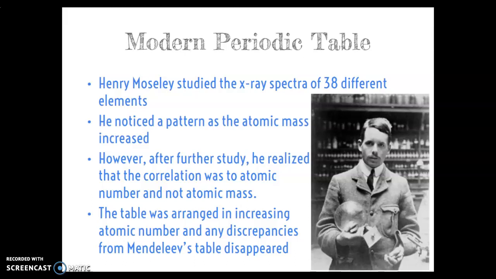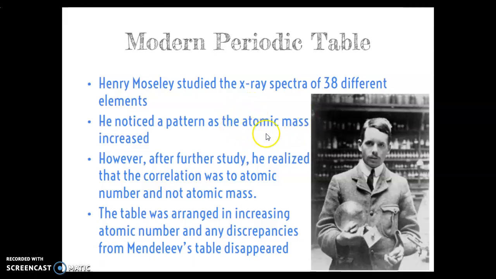What happened was they took Mendeleev's periodic table as the starting point, and then they've added to that and refined it, as we do in science. We refine the ideas based on new data. And so Henry Moseley studied X-ray spectra. What he did was he shined X-rays at the crystals of the different elements, and he noticed that there was a pattern.